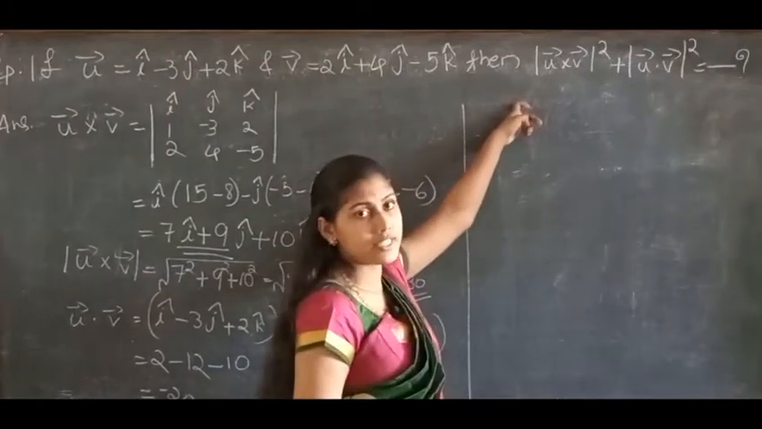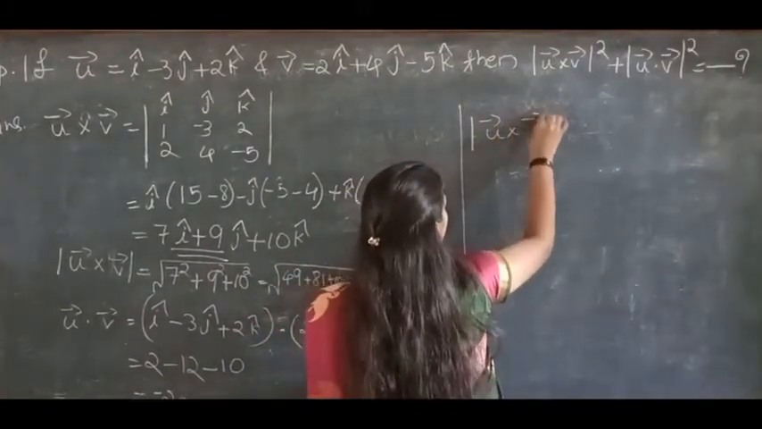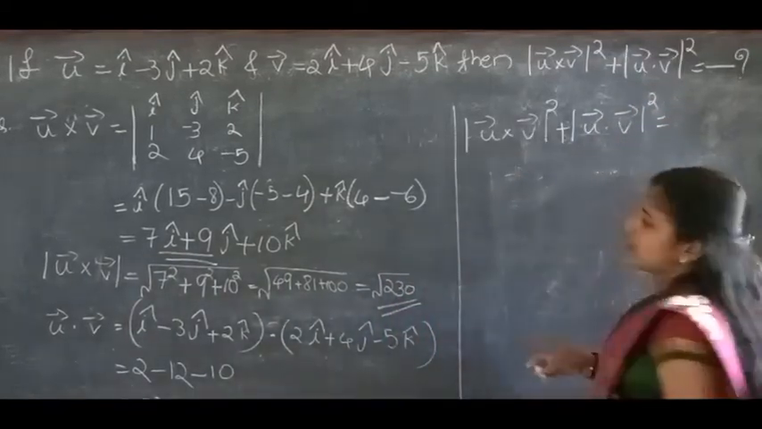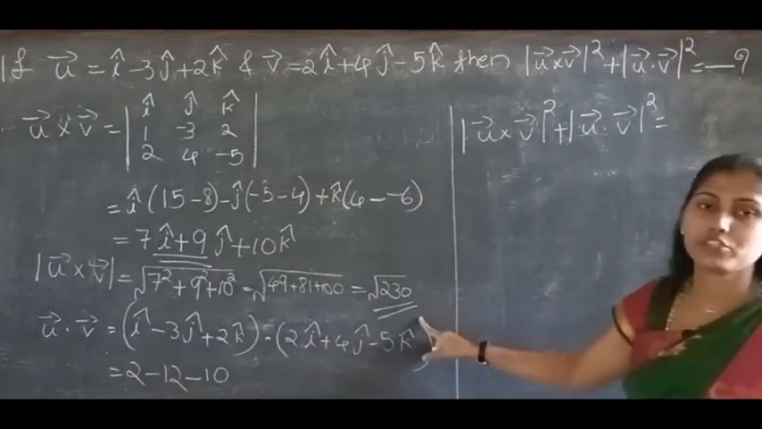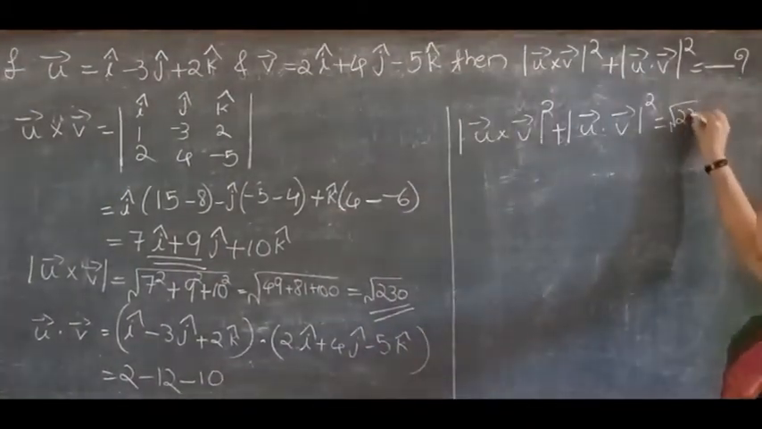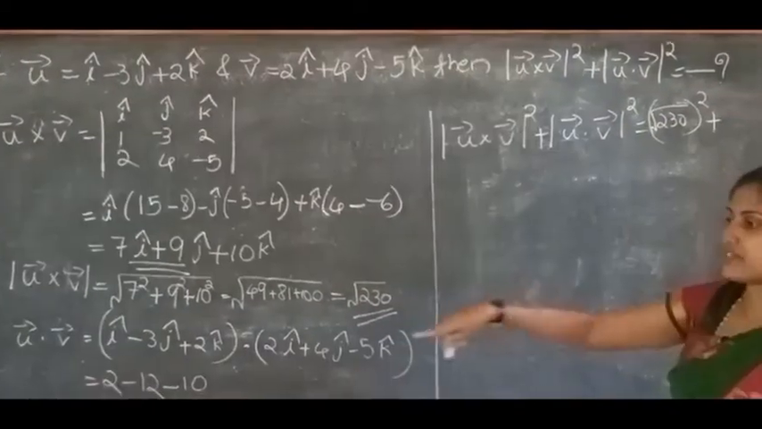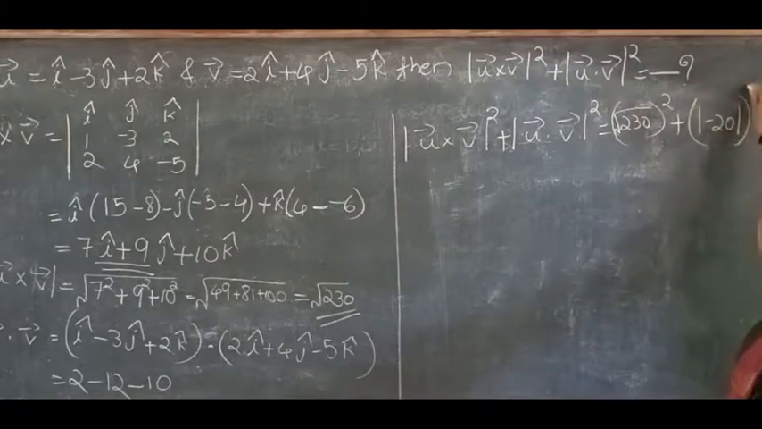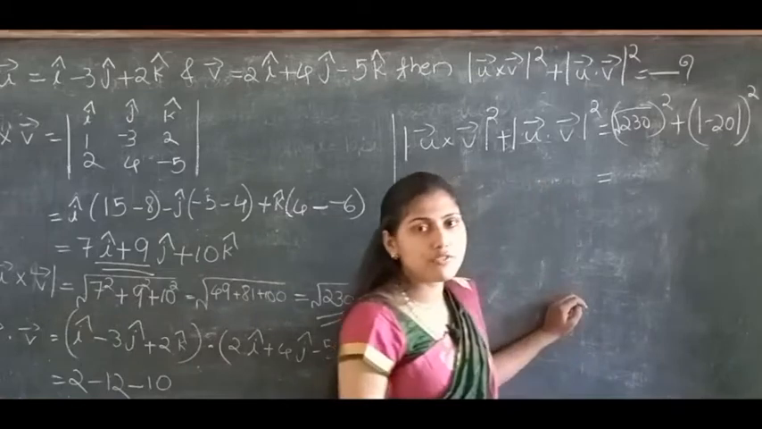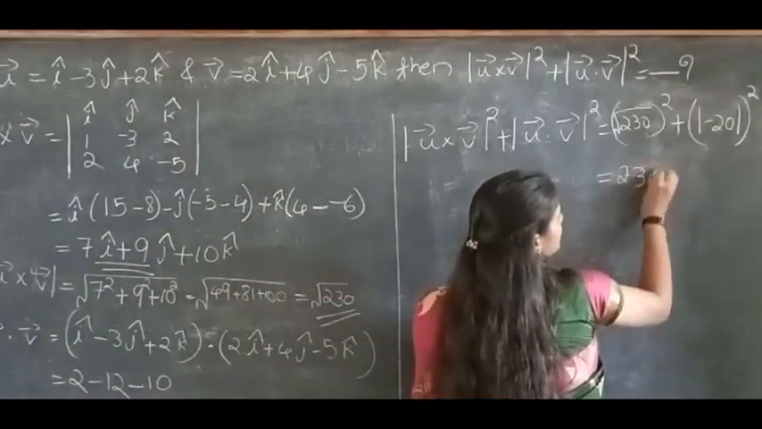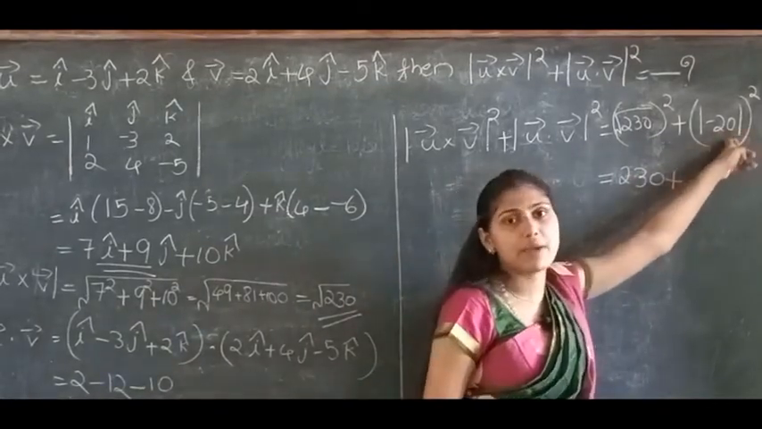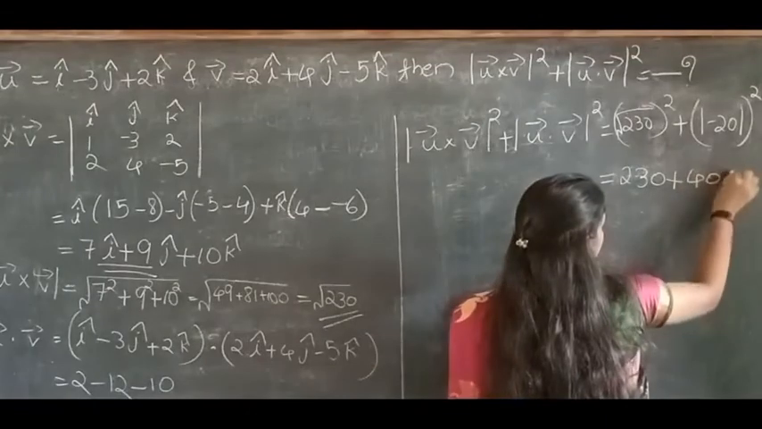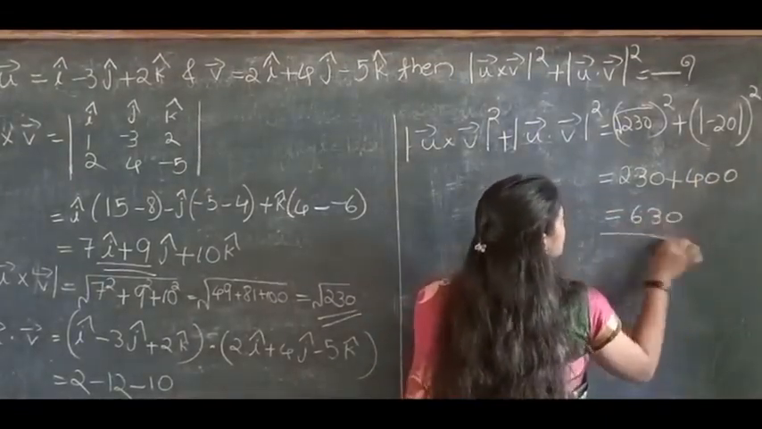Now we have to find this term, that is modulus of vector u cross vector v squared plus modulus of vector u dot vector v squared. Now we know that modulus of vector u cross vector v is root 230, that is root 230 squared plus, we had to find modulus of vector u dot vector v, that's equal to modulus of minus 20 squared, is equal to root of 230 squared is 230 plus, and we know that modulus of a negative number is positive, that is modulus of minus 20 is equal to 20, then 20 squared is 400. It is equal to 630, which is the answer.